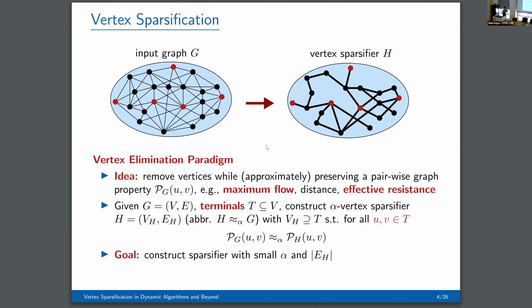Okay, and obviously what is the goal here? You would like to have a small approximation, so the quality of this sparsifier should be as good as possible. And you would like the size of the sparsifier to be as small as possible, right? You want to minimize these two quantities.